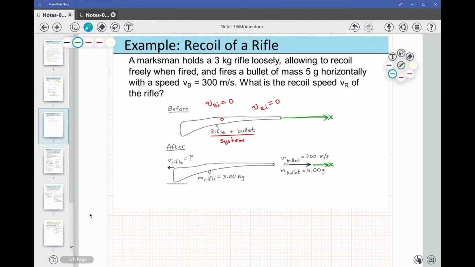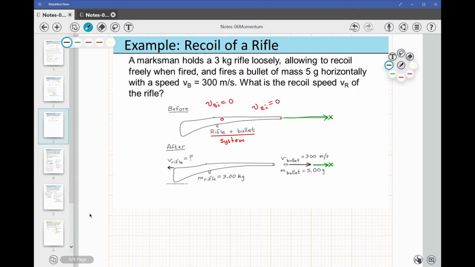then the bullet is moving at the final time at 300 meters per second to the right, so the velocity is positive, and the rifle will be receding with a negative velocity that is unknown. And we would like to know what is the velocity of the rifle, the recoil velocity at the final time.